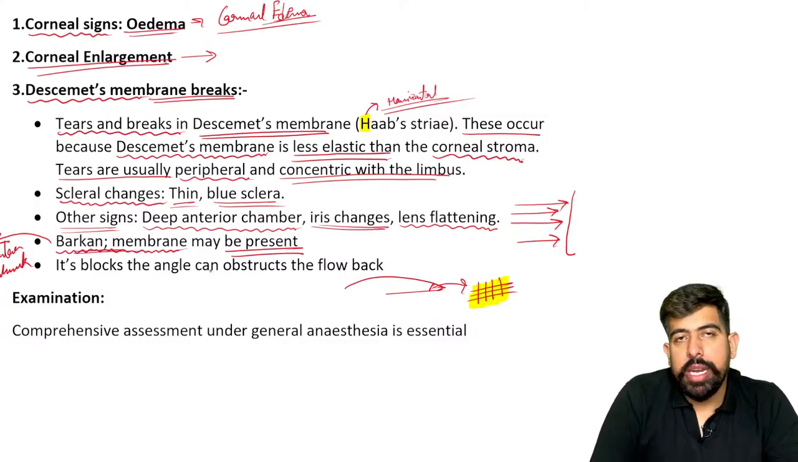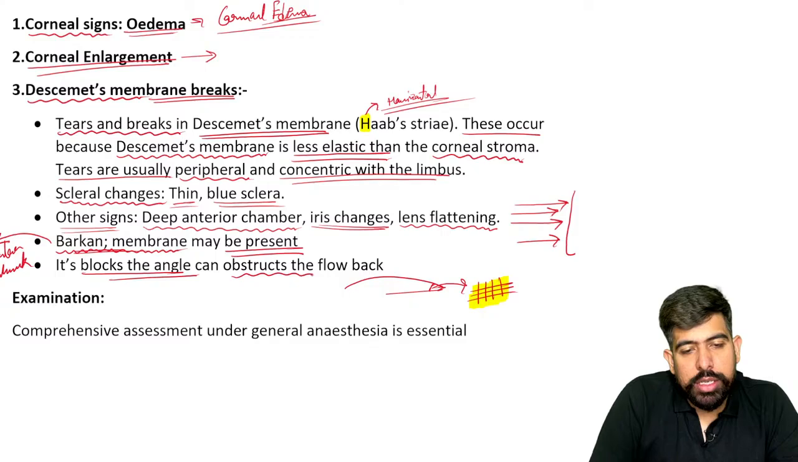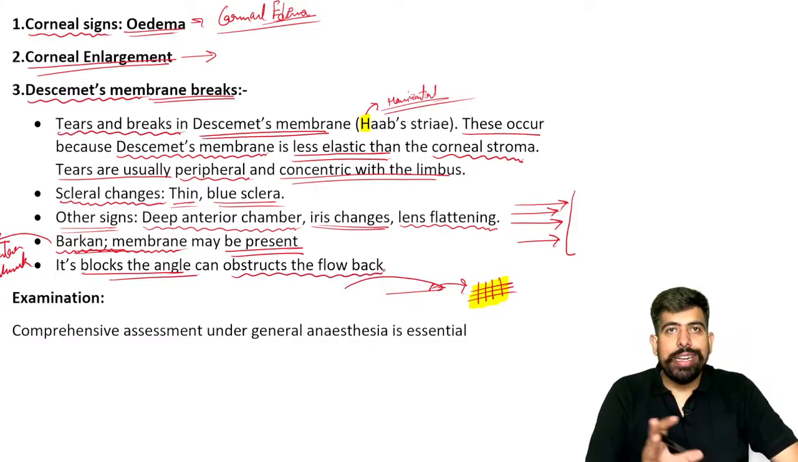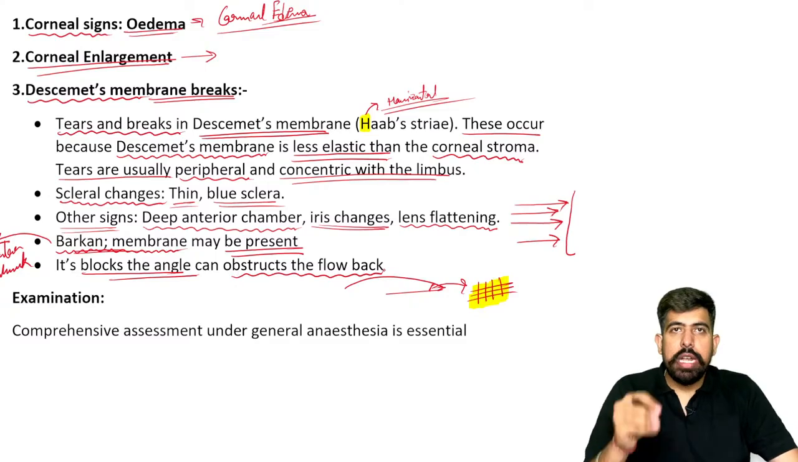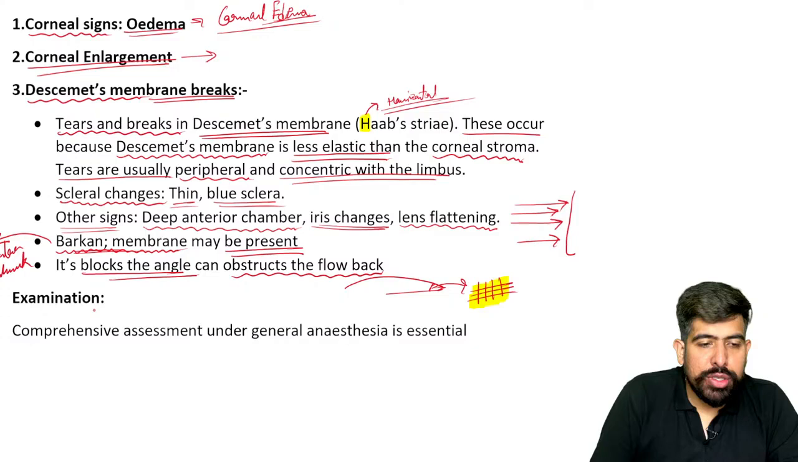A Barkan membrane may be present over here, and because of this Barkan membrane, it blocks the angle and obstructs the outflow. The aqueous which is supposed to get out will be obstructed. This flow will be getting obstructed, right?